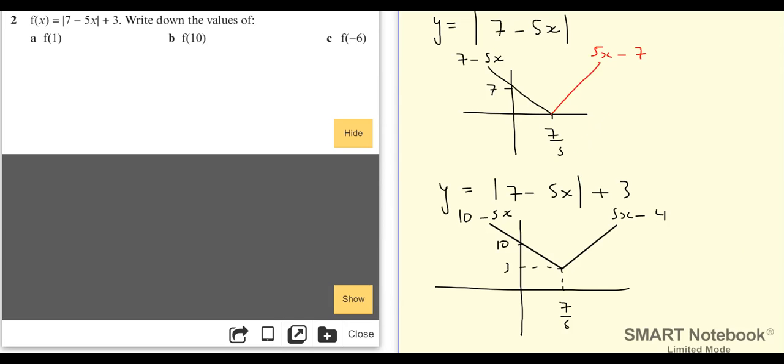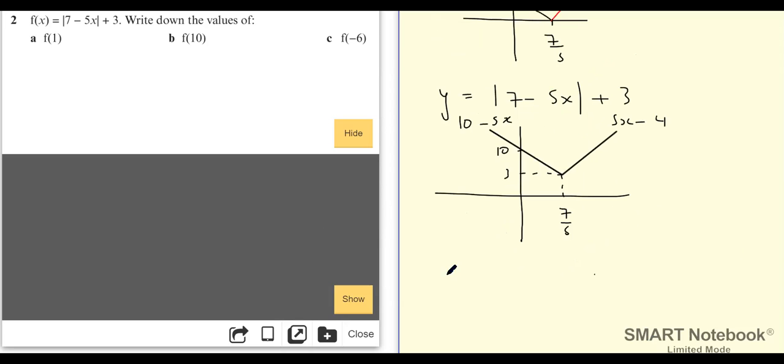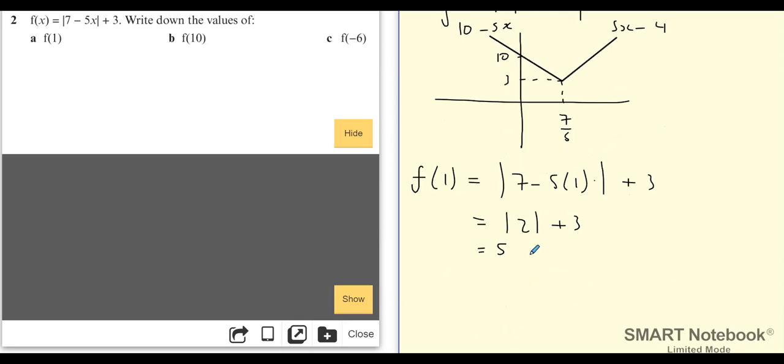Right, okay, so we've drawn that, and that, to be fair, is fine. Now, f of 1, how would I work this out? You didn't need to sketch the graph to work this out. Essentially, we are going to do 7 minus 5 times 1, modulus of all of that, plus 3. So in this case, we get modulus of 2 plus 3, and the size of 2 is 2, plus 3 is 5. That's f of 1, that's part A done. Can you please have a go at part B and tell me what you get?